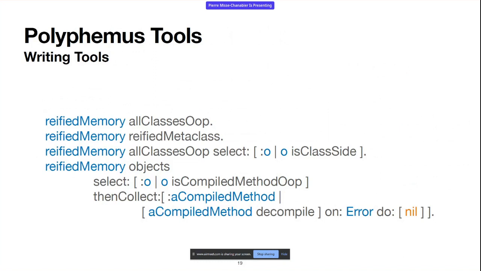Or I can write more complicated stuff, like taking all of the objects, getting the ones that are compiled method OOPs, and then collect for each of them the decompiled version of that method. And if there is an error, I have a catch that does nothing. The point of this is that I'm writing Pharo code now. I'm not writing VM code. I'm writing Pharo code for a specific application that is the VM. But this is Pharo code that can use try and catch, which I couldn't use before, etc.